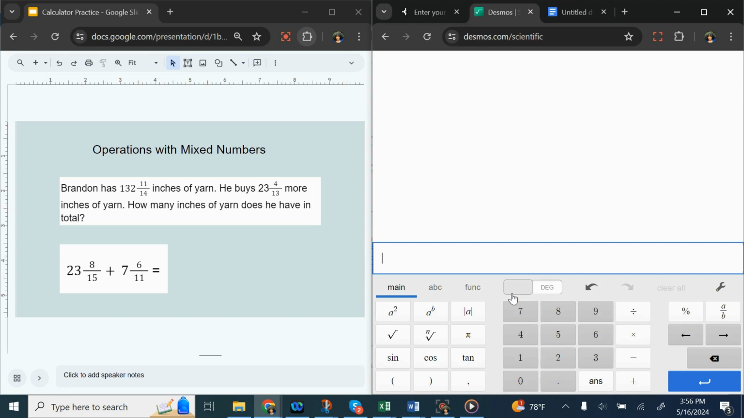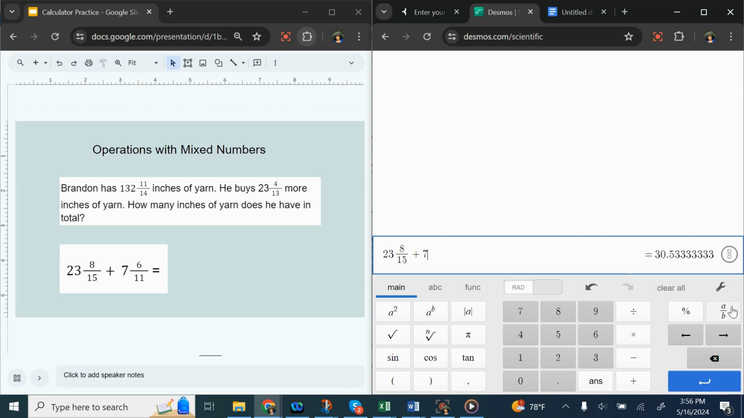At this point, you should have already solved this problem. So let's go ahead and answer it. We have 23 and 8/15 plus 7 and 6/11. So I'm going to type in my whole number first. That's 23. Hit my fraction button and then type in 8/15. And I am adding it to 7 and 6/11. So type in the whole number first. That's 7. Hit my fraction button. 6/11.